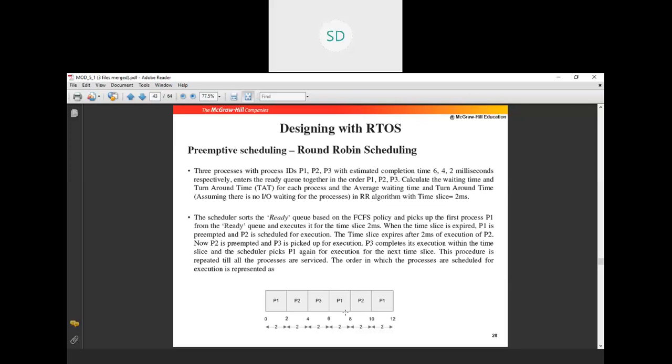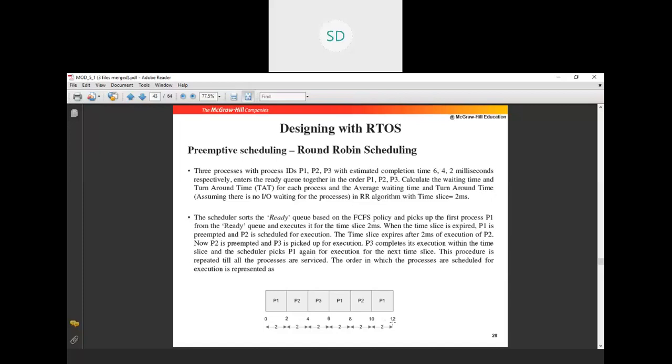Again, P1 will be executed for 2 time units, and then there will be a shift after 2 time units. P2 will be executed again for 2 milliseconds. At the 10th time interval, the execution of P2 is complete. In the queue I have only P1, with 2 milliseconds of execution time remaining. So P1 will be executed again, and at 12 milliseconds all the processes complete.